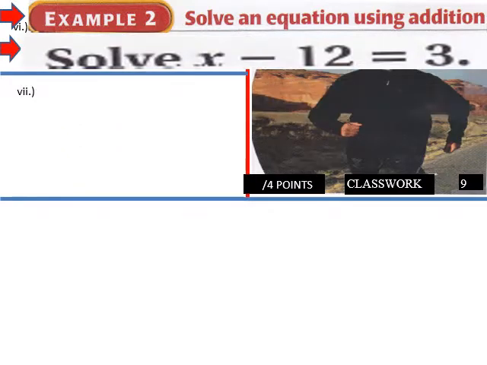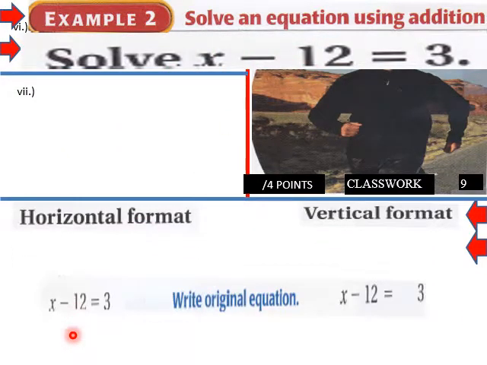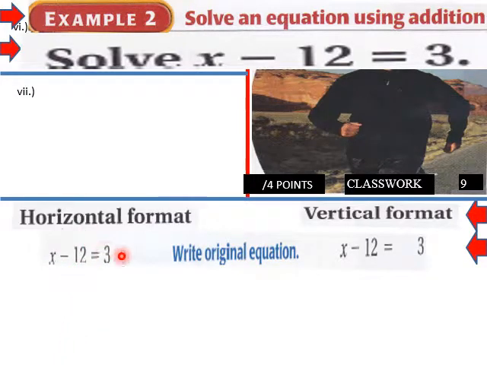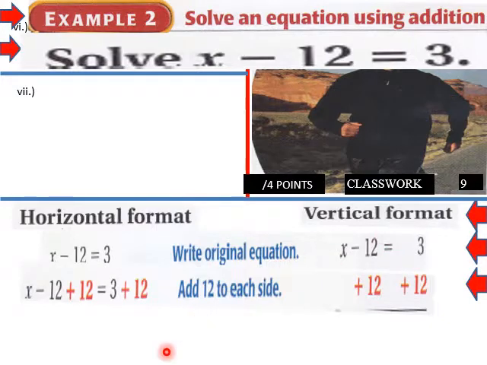Okay, example 2, solve an equation using addition. What do we do here, class? Well, horizontal form, we get two different formats here. Here's horizontal. Then we're going to use the vertical over here.